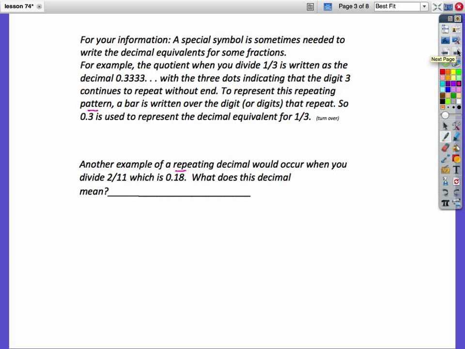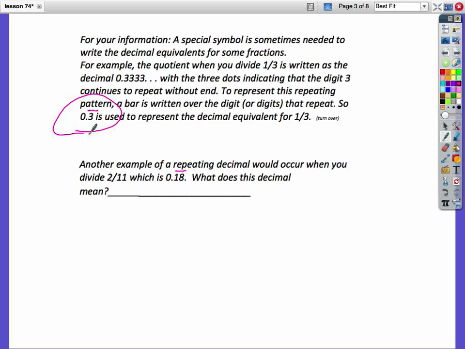A special symbol is sometimes needed to write the decimal equivalents for some fractions. For example, the quotient when you divide 1/3 is written as a decimal 0.333333 with 3 dots indicating that the digit 3 continues to repeat without end. The 3 is just going to go on forever. To represent this repeating pattern, a bar is written over the digit or digits that repeat. So this right here is used to represent the decimal equivalent for 1/3.